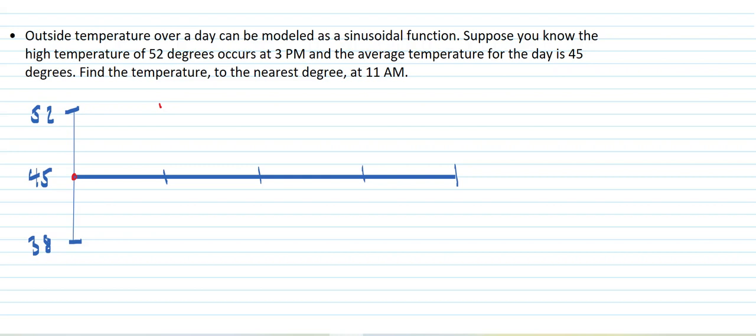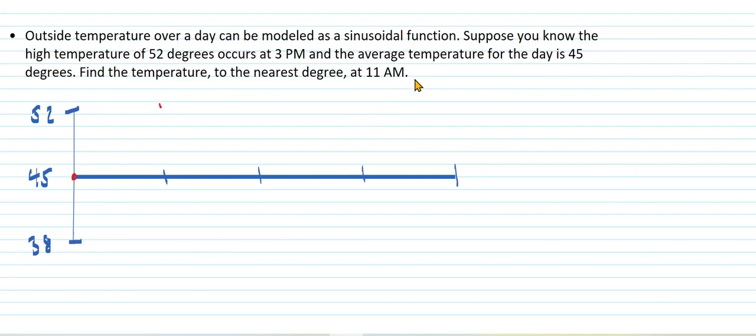So the first thing I like to do is to graph the function using the technique that I have demonstrated in one of my other videos. I'm going to label the high point on my vertical axis, which is 52, and the average for the day, which is going to be the midline, is 45. The difference between that is 7, and that means my low point is going to be 38.